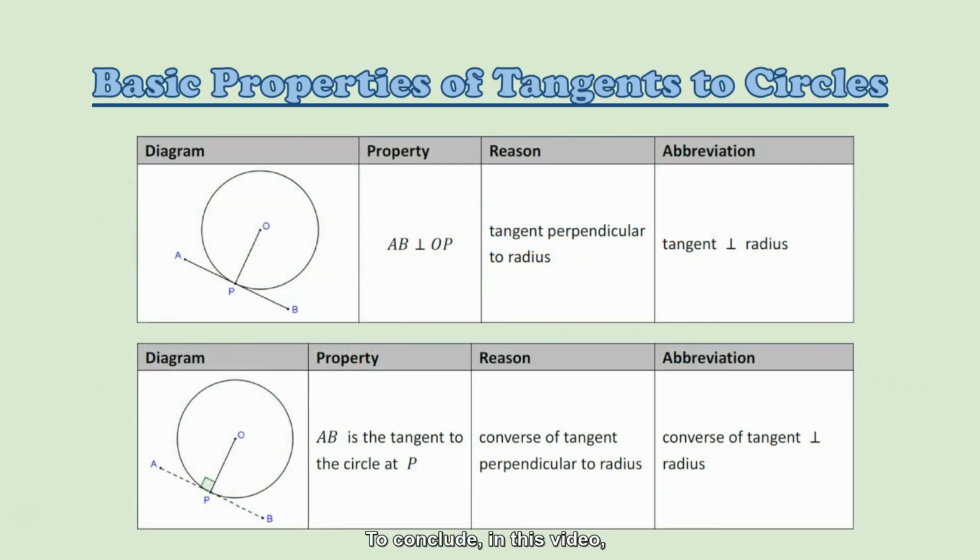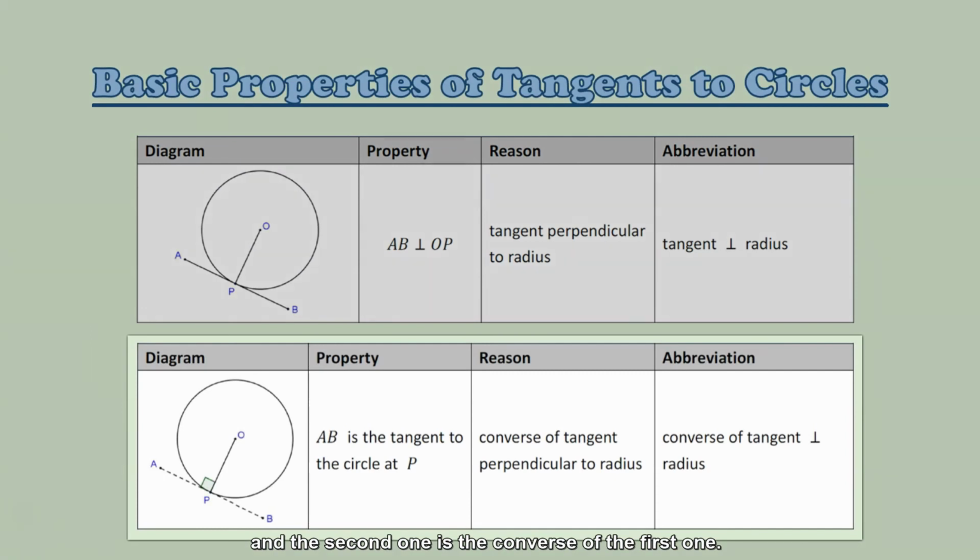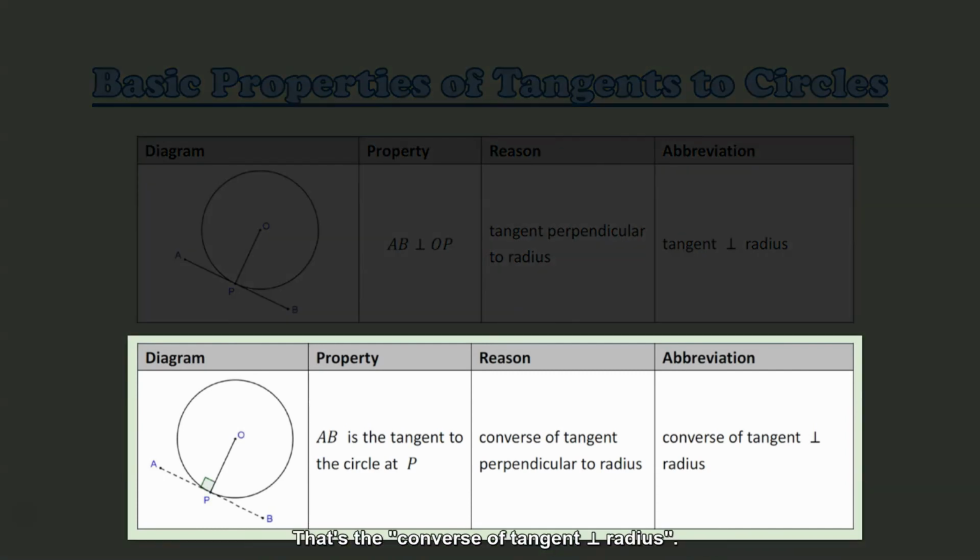To conclude, in this video, we have learned two basic properties of tangents to circles. The first one is tangent perpendicular to radius, and the second one is the converse of the first one. That's the converse of tangent perpendicular to radius.